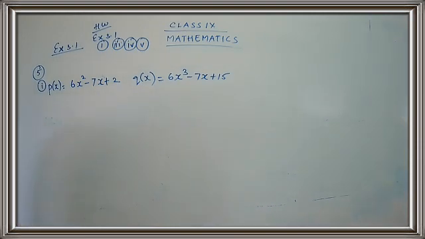Have you taken down the question? Now let's go for the addition. You have to add the following polynomials. So two polynomials are given to you. What is the first polynomial? P of x, that is 6x square minus 7x plus 2. And one more polynomial is there, q of x, that is 6x cube minus 7x plus 15. Okay, let's add these two polynomials.